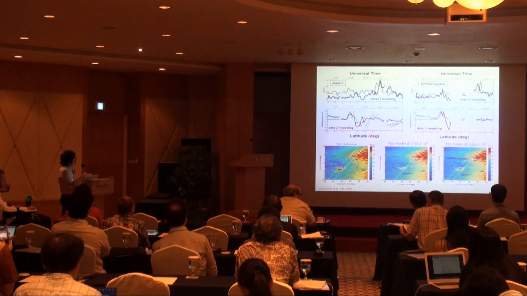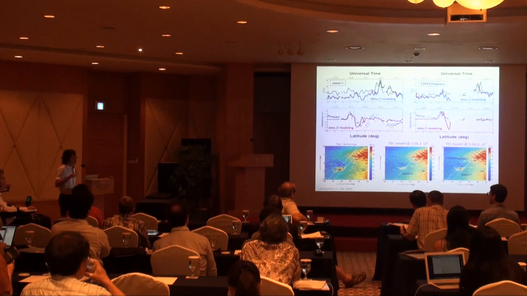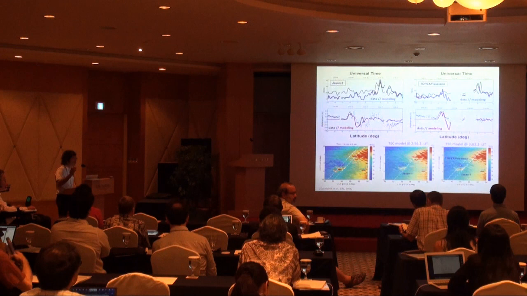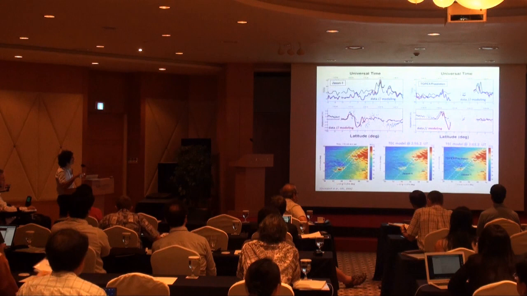Black is data and red is modeling, and here is the observation in the ionosphere, because when we are observing altimetric data, we have to filter and observe the ionosphere too. So this instrument is amazing because at the same time it can show the perturbation at sea level and also the perturbation in the ionosphere. We can see that we are reproducing pretty well, by modeling, the signature of the tsunami in the ionosphere.